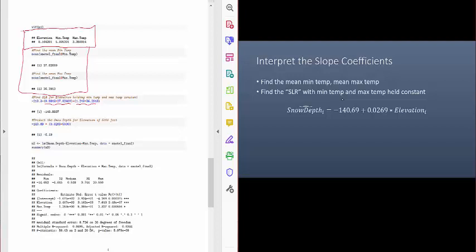When we interpret this slope coefficient, we would say for a 1 foot increase in elevation, the expected average snow depth increases by 0.0269 inches after controlling for min temp and max temp in the model.